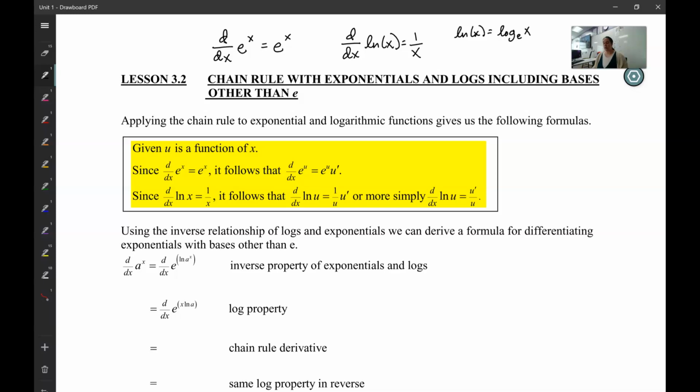Now, so far we have only learned the derivatives of these specific functions. We do not yet know how to do the derivative of, say, 3 to the x. We can only do e to the x right now. And we don't know the derivative of log base 5 of x. We can only do log base e of x, or ln of x. So that's what we're going to explore a little bit today.